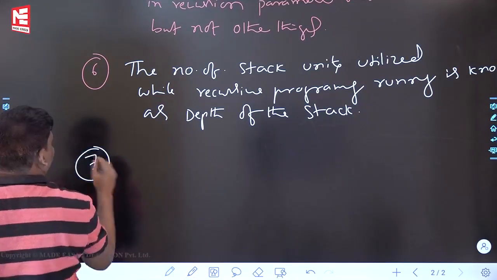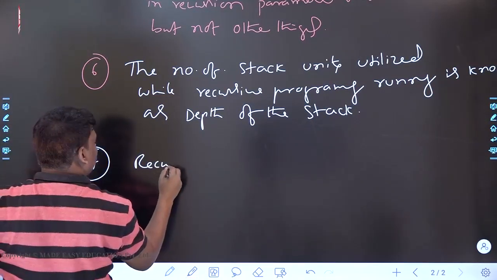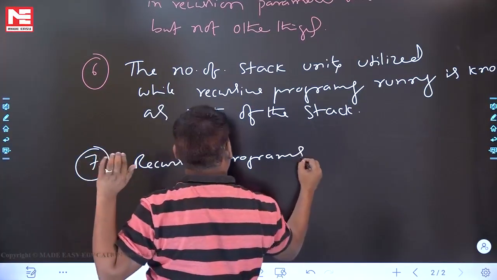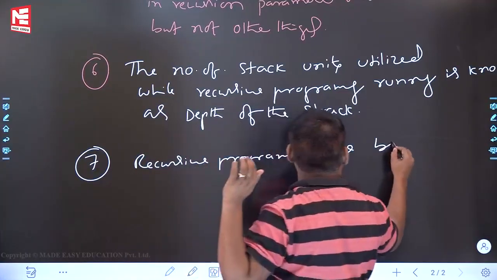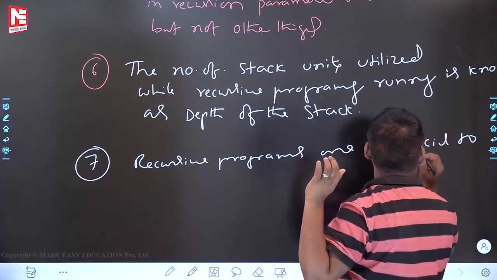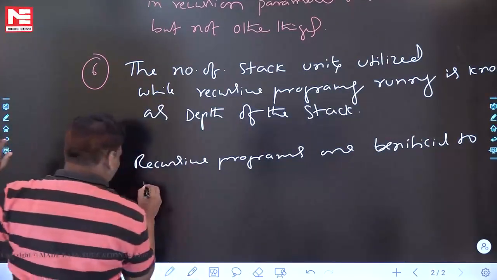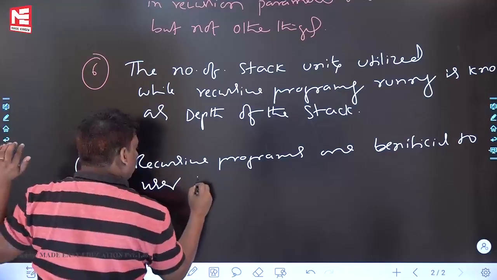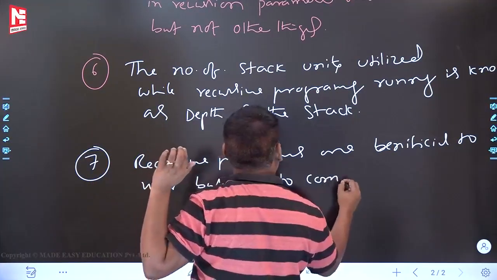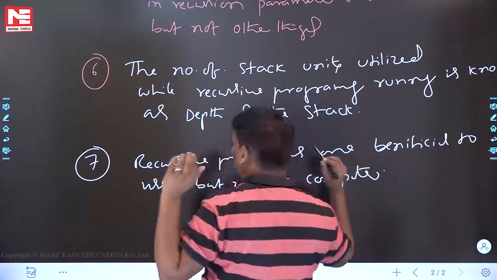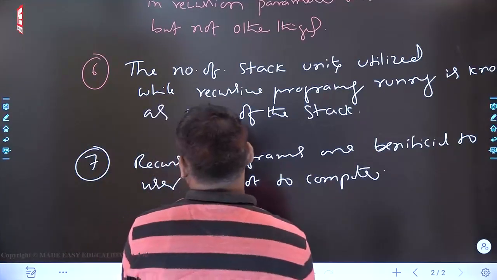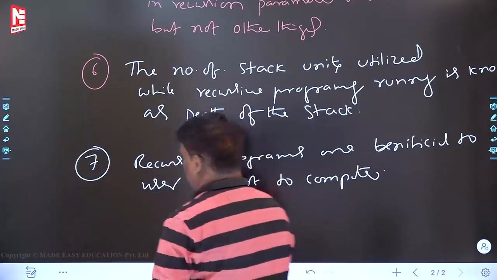7th point. Recursive programs are beneficial to user but not to computer. Recursive programs are beneficial to user but not to computer. Right? Please be careful. 8th point.